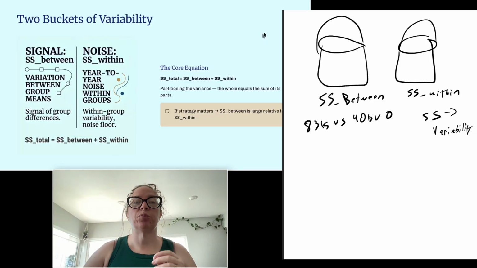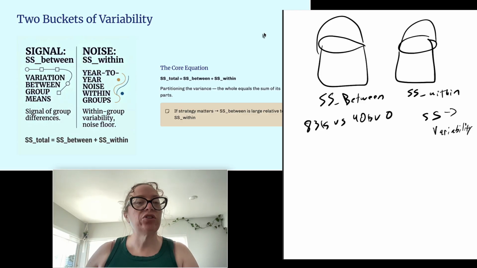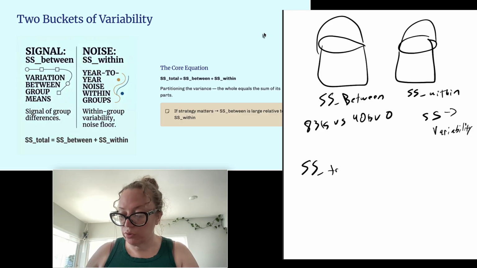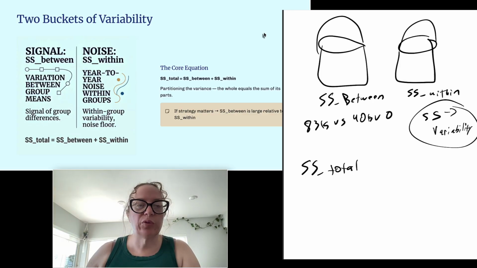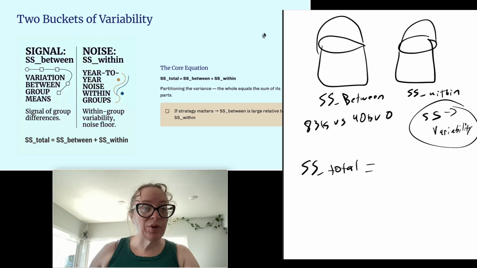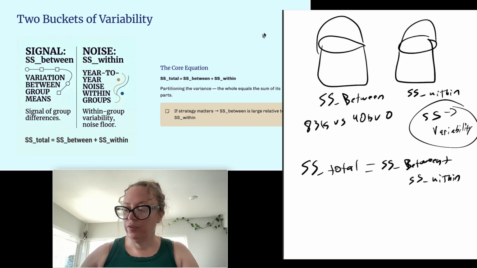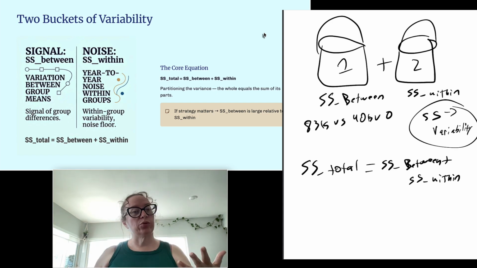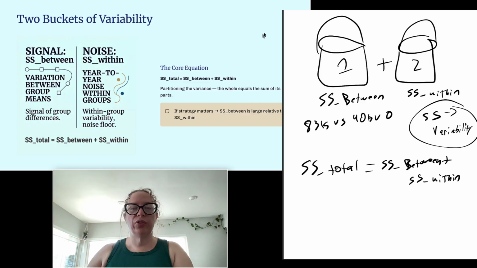All right, so here's the conceptual core of ANOVA. Make sure you take notes of this. The total variance, or the sum of squares total, remember SS means variability, is the variance between groups plus the variance within groups. This bucket between groups plus this bucket within groups equals the total. So the total variability equals between-group variability plus within-group variability.